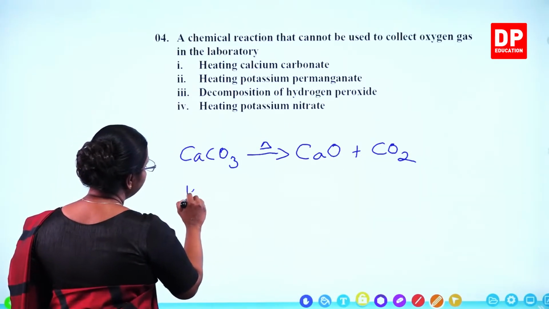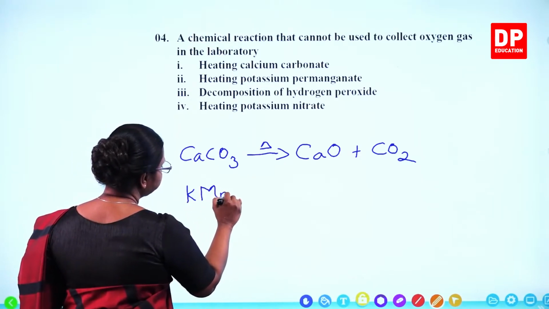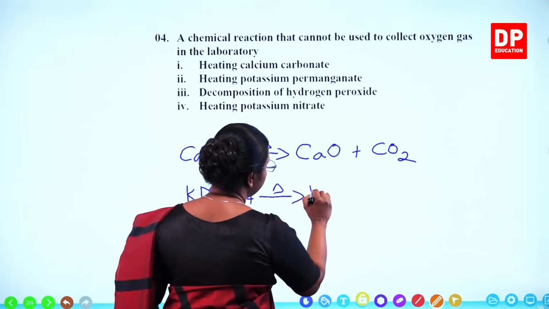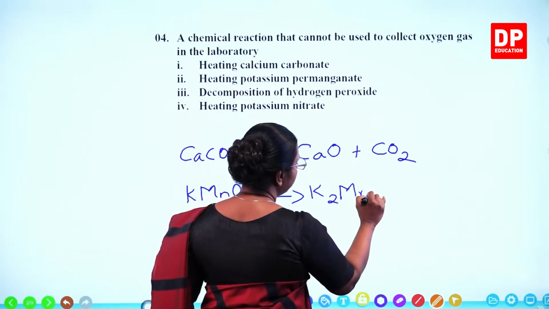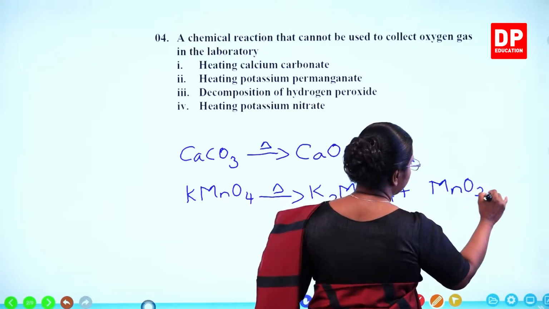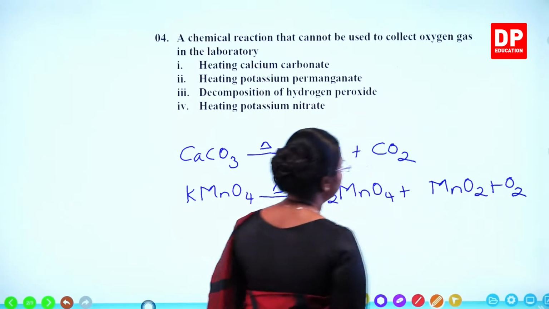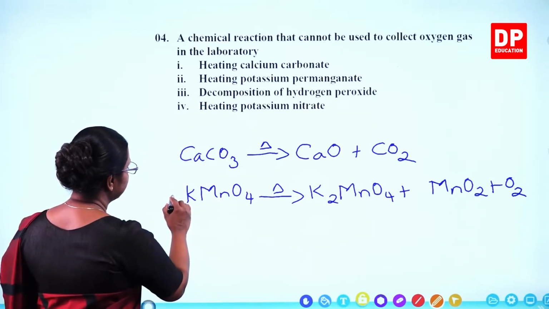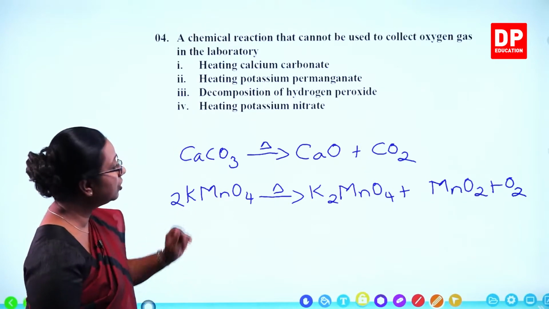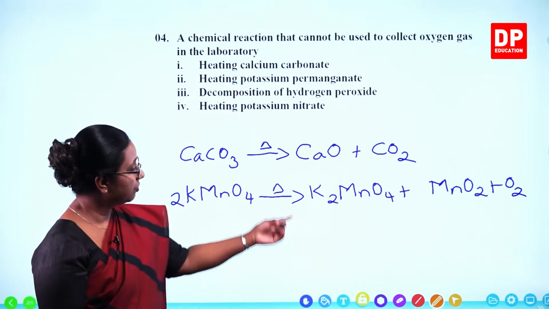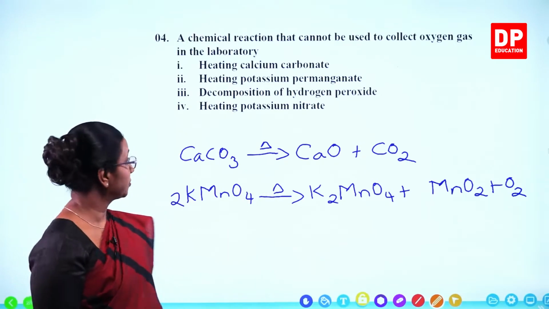How about heating potassium permanganate? KMnO4. When you heat that, you get K2MnO4, MnO2 and O2 gas. So, you have to check whether it is balanced. It is not. We need to have a 2 there. So 2KMnO4 giving rise to K2MnO4, MnO2 and oxygen.